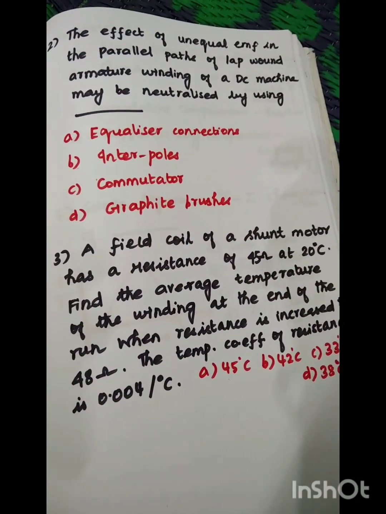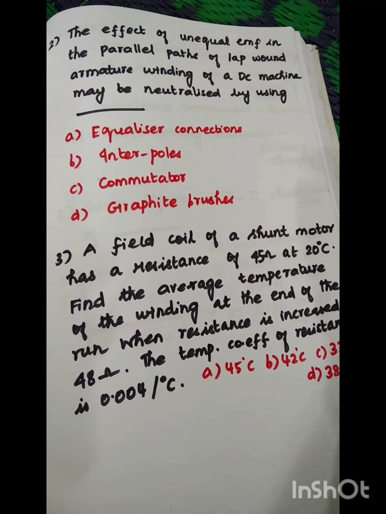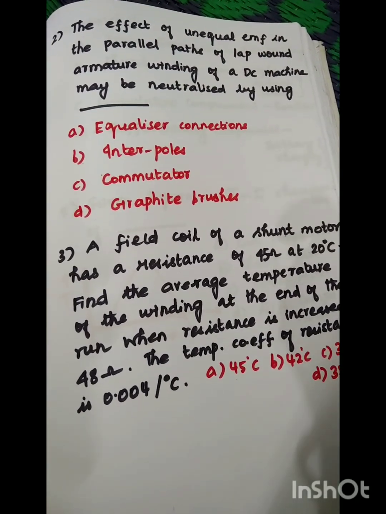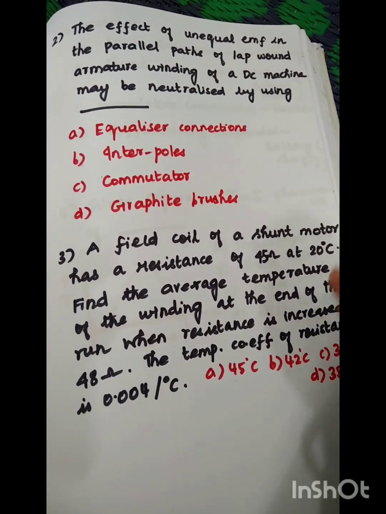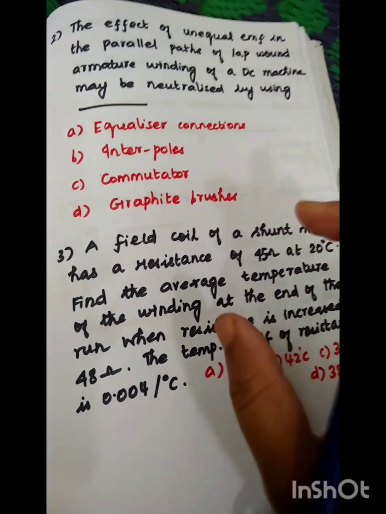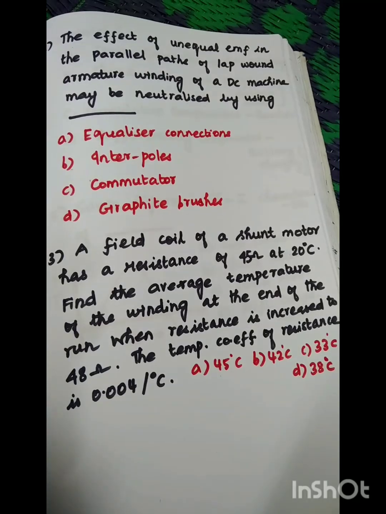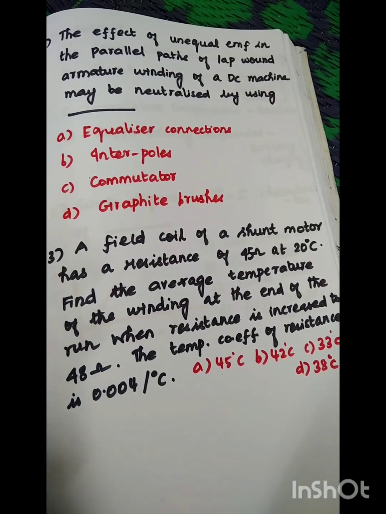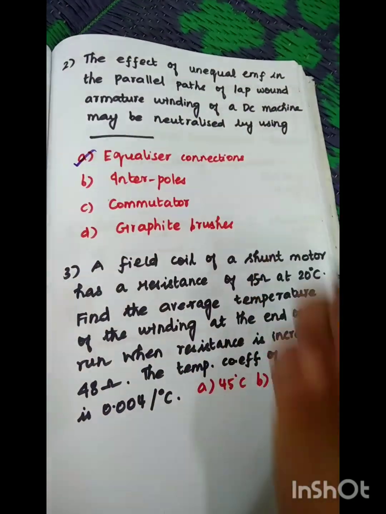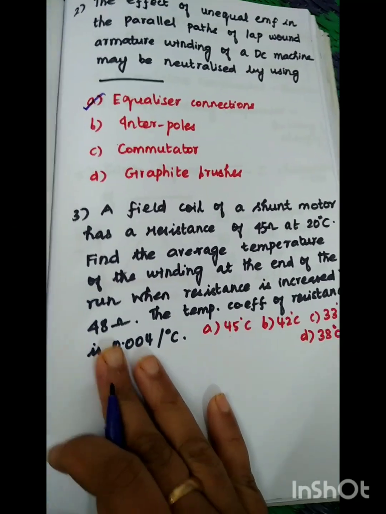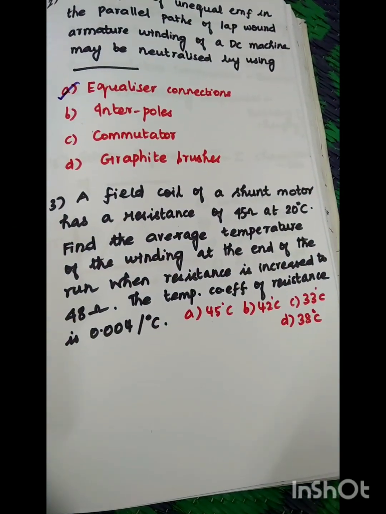So the function of the equalizer rings is to avoid the unequal current distribution at the brushes and hence to reduce the sparking between the brushes and commutators. So for "may be neutralized", the option will be the equalizer connection that we can take. Okay, and now we can move on to the third question.